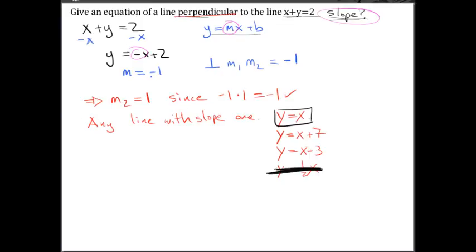What about parallel lines? Let's give an equation of a line parallel to the line 2y minus 4x equals 6. Once again, we need to know the slope. So let's take 2y minus 4x equals 6, and let's get it into y equals mx plus b slope-intercept form, because then we'll be able to read off the slope just from that little m.